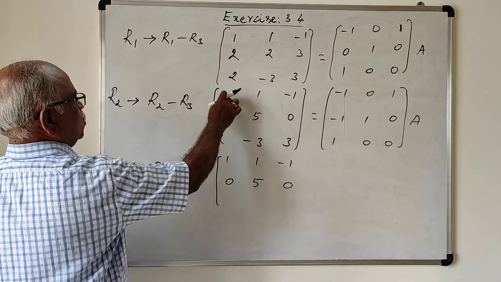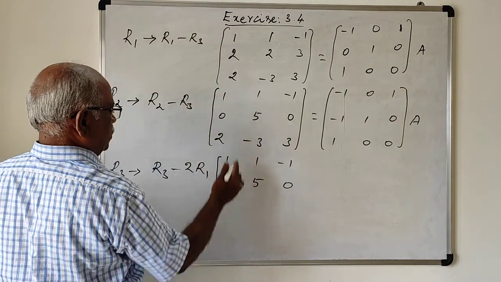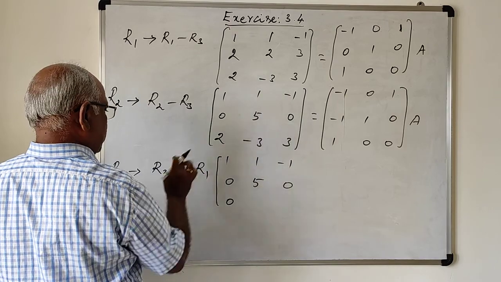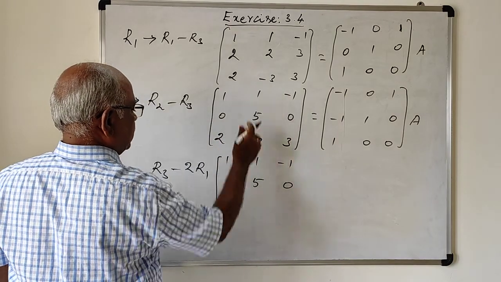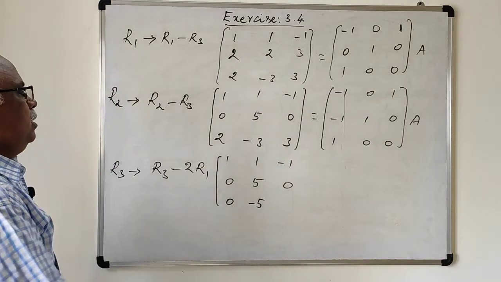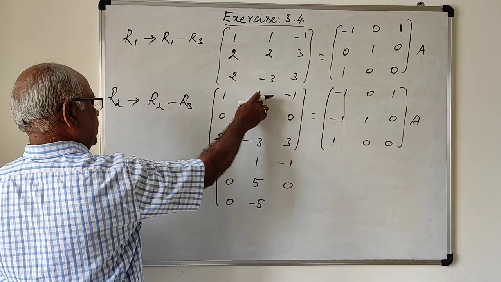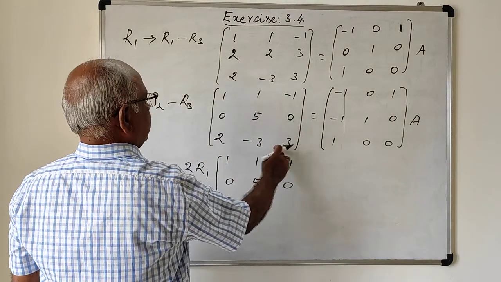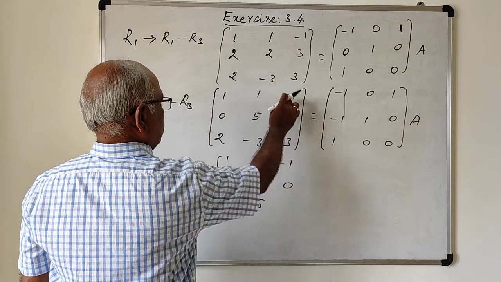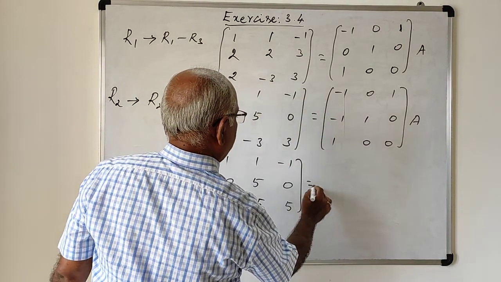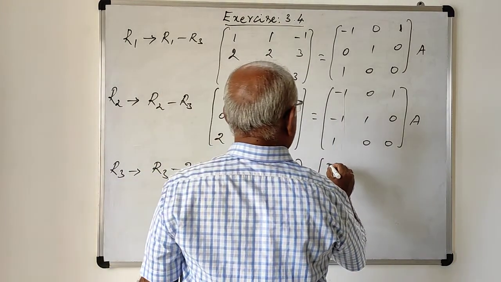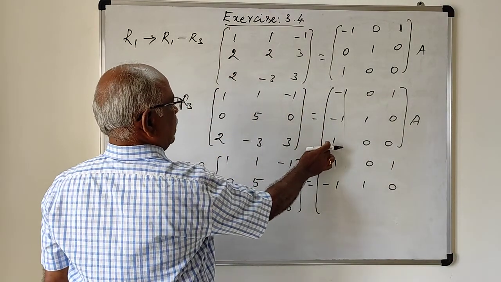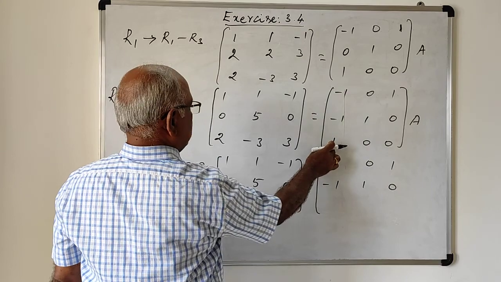Next, R3 minus 2R1. 2 times R1 is 2. 2 minus 2, 0. 3 minus 3 into 2. 2 into 1 is 2. Minus 2. 3 minus of minus 2, minus 3 minus 2, minus 5. 3 into minus 2 is minus 1 into minus 2 plus 2, 3 plus 2, 5. Good. And here also minus 1, 0, 1, minus 1, 1, 0.